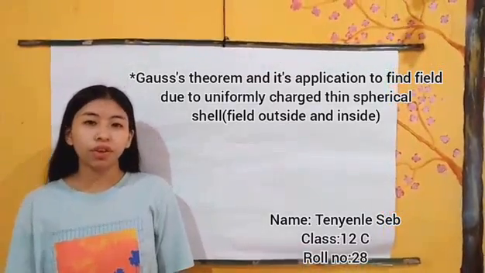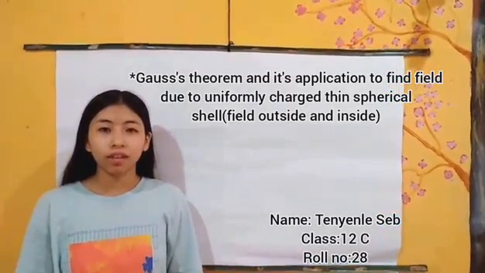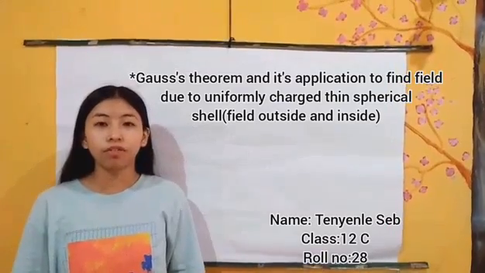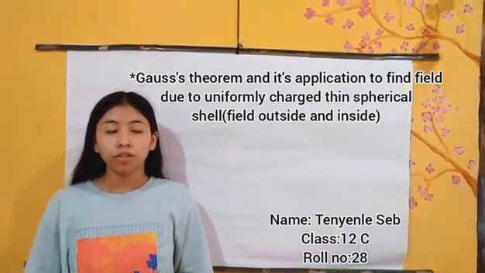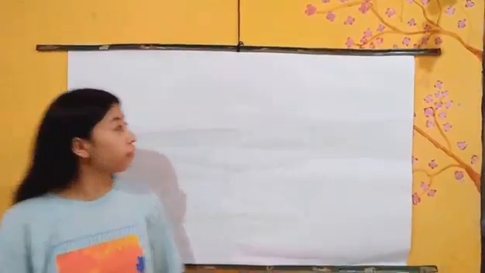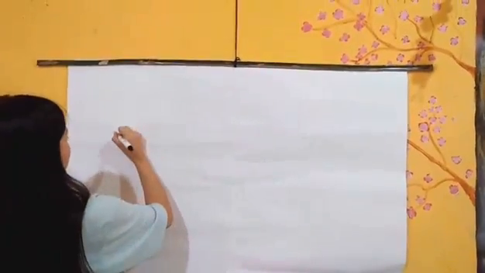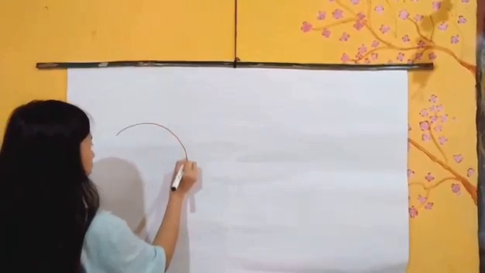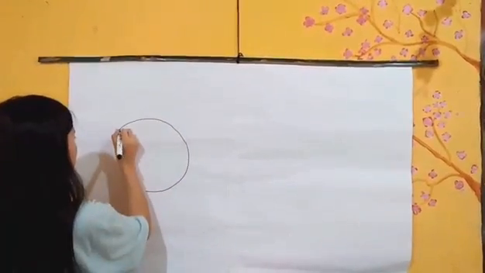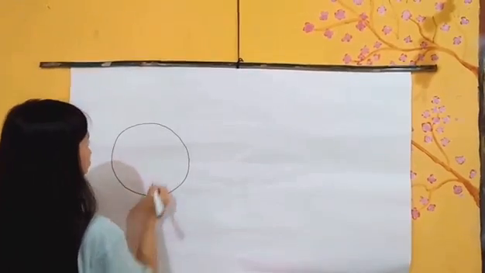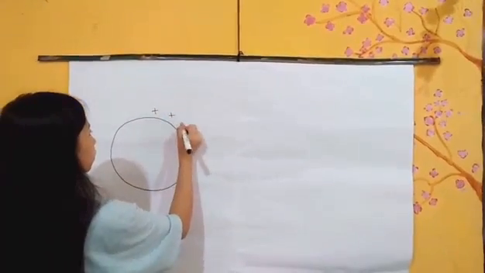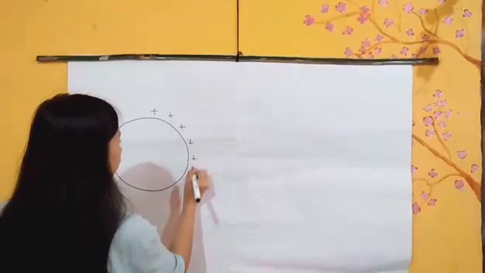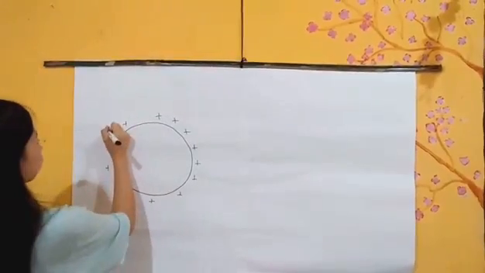Hello everyone, in this video I'll be showing how to find an electric field outside and inside a uniformly charged spherical shell. So for that, let's start by drawing a figure. A spherical shell with a uniformly positive charge on the surface and with a total charge of Q.